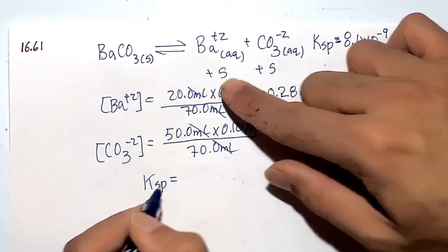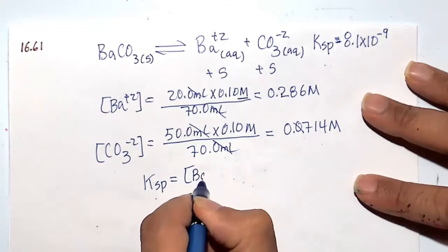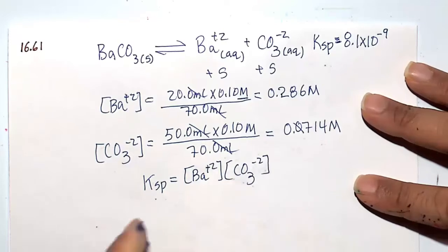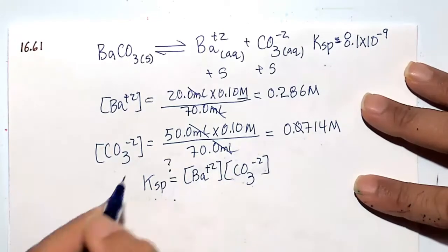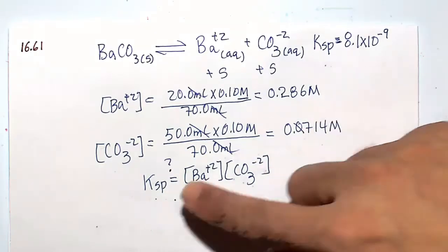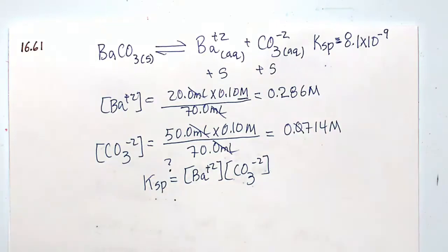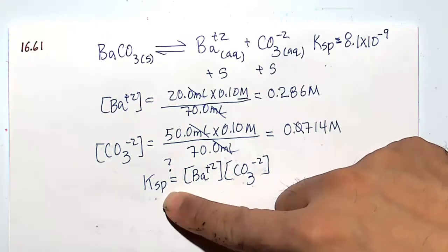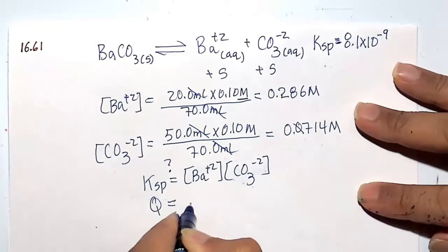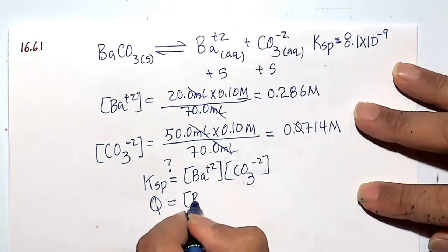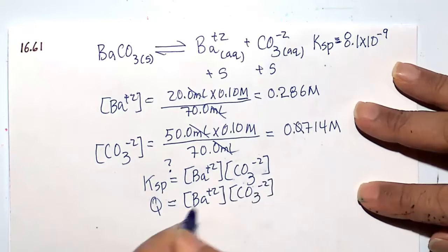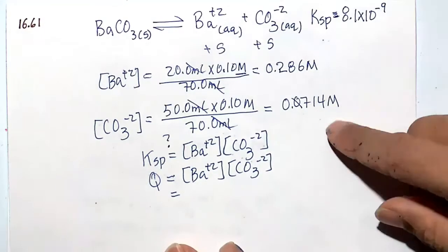And now we will put this into our Ksp expression. The Ksp is equal to products over reactants, but because the reactant is a solid, we do not add it to our Ksp. Solids do not have a concentration. They basically have a density, so solids will not go. And we're going to put in our values here of 0.286 and 0.0714 and compare it to Ksp. So we're going to call this actually Q. Q has the same formula as Ksp, but we'll use it as a comparison: barium ion times the carbonate ion.